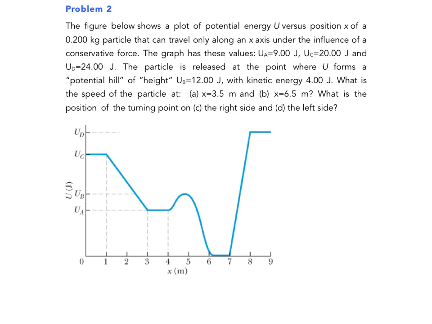This is a conservation of energy problem. So we have a potential energy versus position graph here for a 2 kilogram particle. We can look at this potential. It makes it easier, and quite intuitive, if we think of it as a gravitational potential energy. This point here is 9 joules, this point here is 20 joules, and this point here is 24 joules. And this one, UB, is 12 joules. So the potential energy of those points is that value.